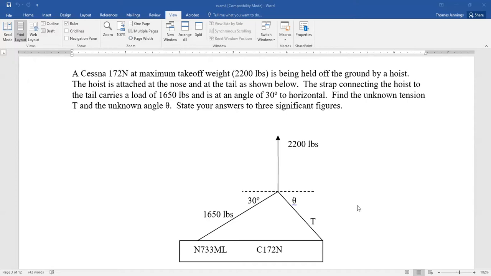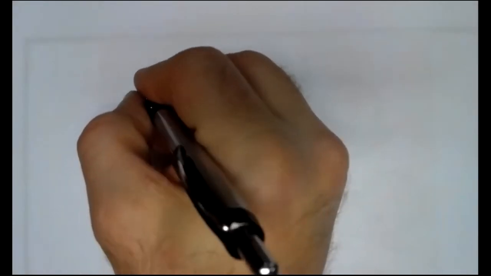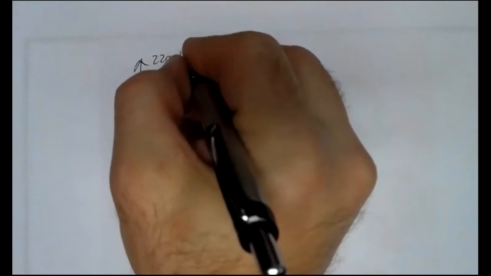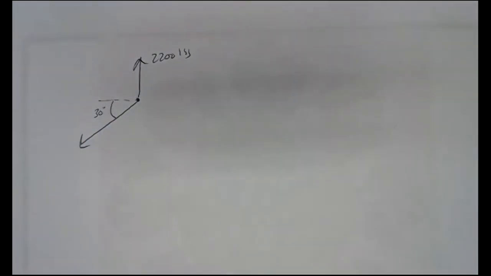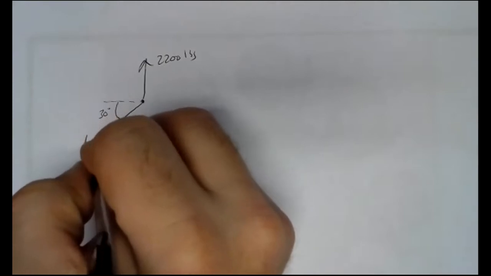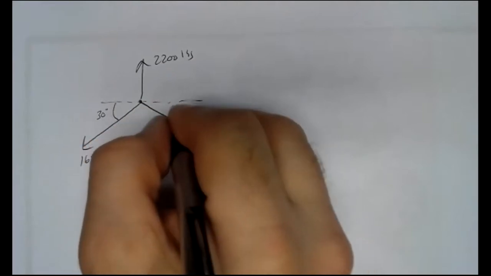So let's draw the free body diagram, get the problem set up. So we have 2,200 pounds. Here's our connection point. We've got 2,200 pounds pulling up. Down here at 30 degrees to horizontal, we had 1,650 pounds. And then they want us to find some unknown tension at some unknown angle to horizontal. So that's our free body diagram.